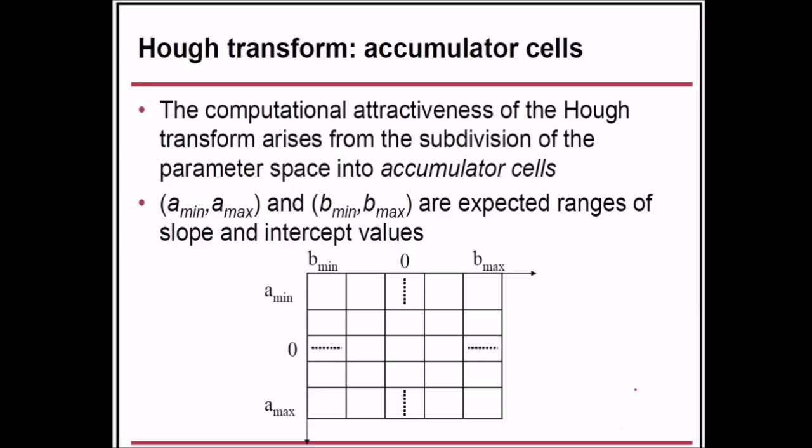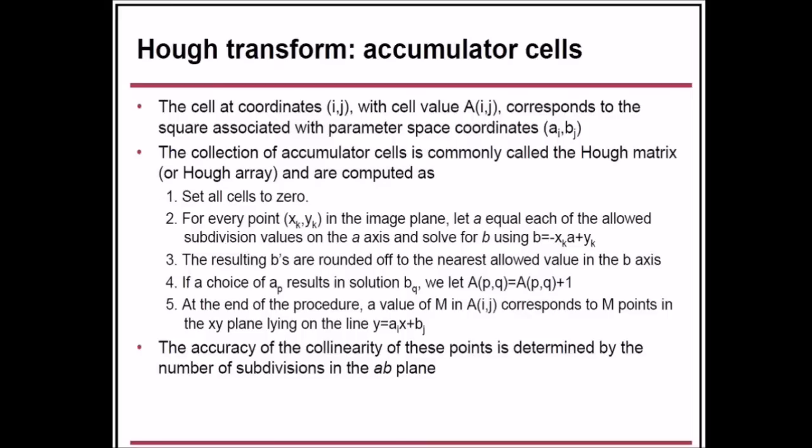So the computational attractiveness, because in the Hough transform we have accumulator cells, this computational attractiveness of the Hough transform arises from this subdivision of the parameter space into accumulator cells. This was our ab plane, which we are calling the parameter space because a and b are parameters. Now these are the accumulator cells: a min, a max, b min, b max. These are the expected ranges of slopes and intercept values.